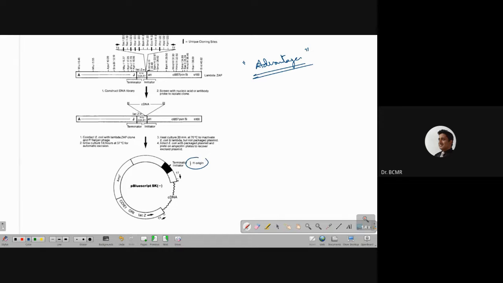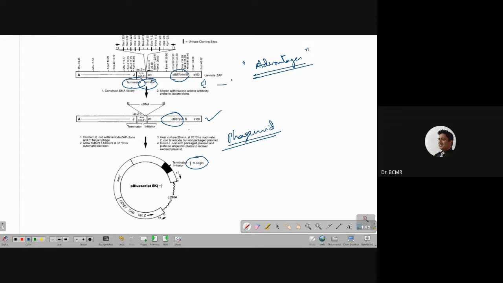What is the significance of the F1 origin? What is meant by a phagemid? There are many questions that you will understand when you study the lambda phage thoroughly. What is C1857? What is meant by it? Why is it there? You should have the whole structure of lambda ZAP, and try to learn why it terminates here, what an initiator is, and why we have C1857. What is C1 actually?